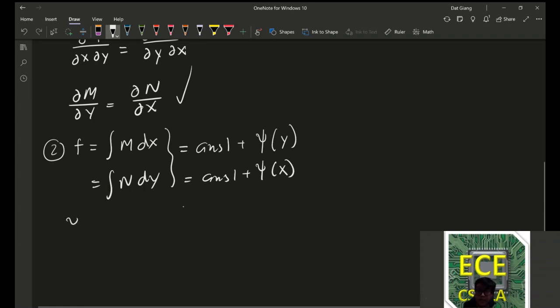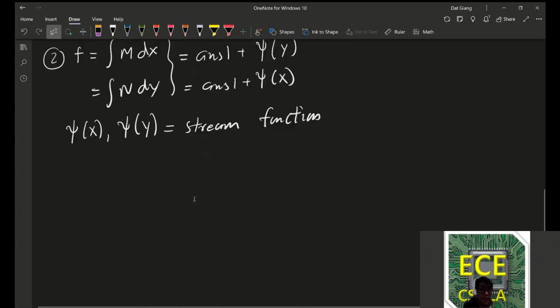Now, psi of y or psi of x is called your stream function. Similar to what you might have seen back in Calc 3 as your potential function. This models fluids. Now, we have to solve for this. How do we do so?